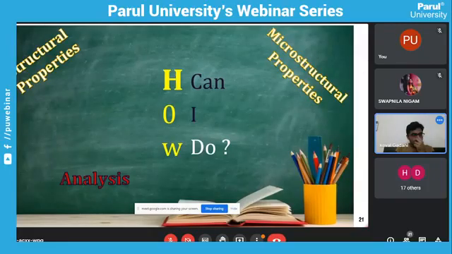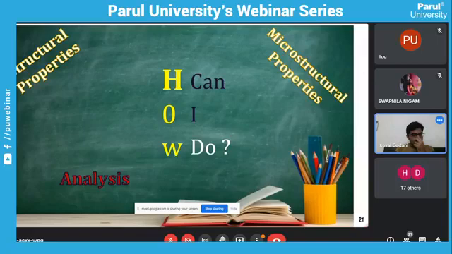Now this is a very important part for research scholars. On this platform, many students are doing research in nanotechnology, and they want to do research especially in nanotechnology. So my upcoming discussion is very important, because in the field of research, how can I do the best analysis? Now I will talk about structure property and microstructure property, because these two properties are very important in the field of research.